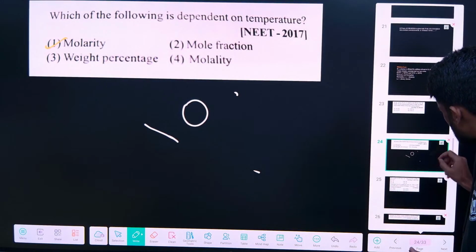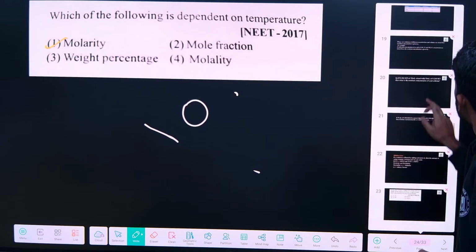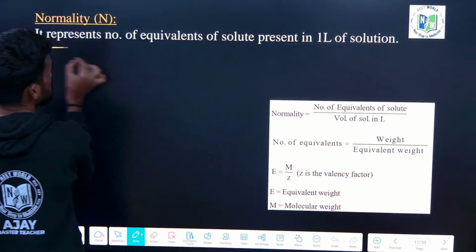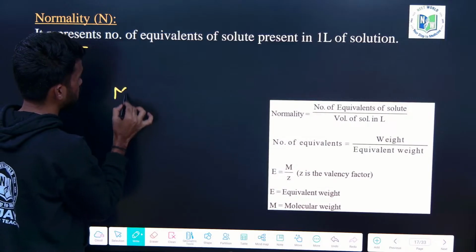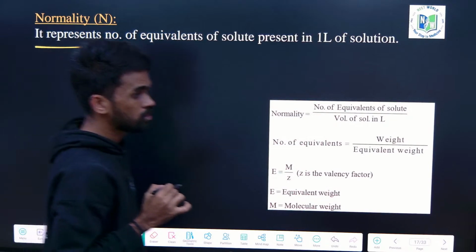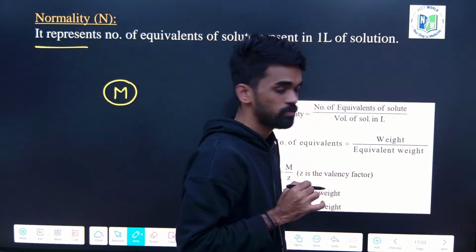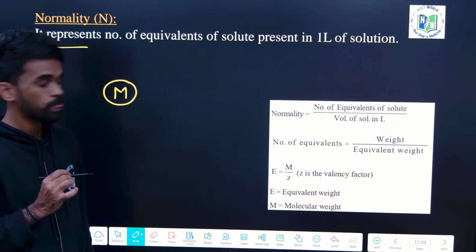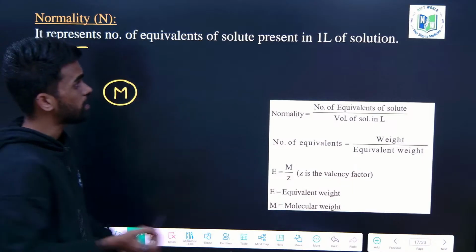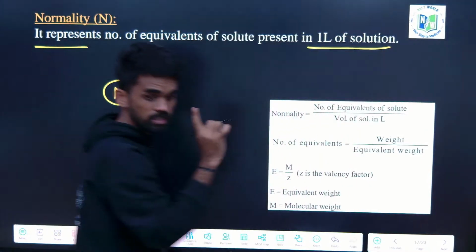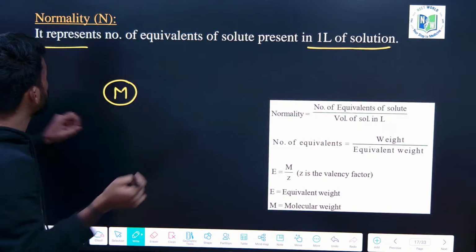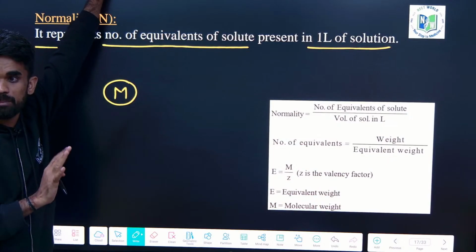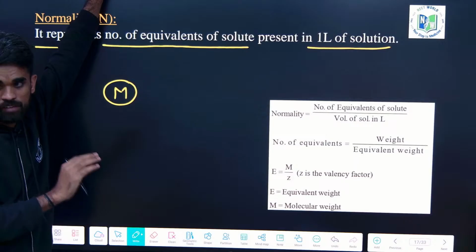Next, I will be starting the discussion of normality. So what is normality? We have studied molarity, right? How can we define molarity? Number of moles of solute present in 1 liter of solution. Similar to that, here it is also in 1 liter of solution. There we say number of moles of solute, here you should say number of equivalents of solute. There is a small difference between number of equivalents and number of moles, which I will show you now.